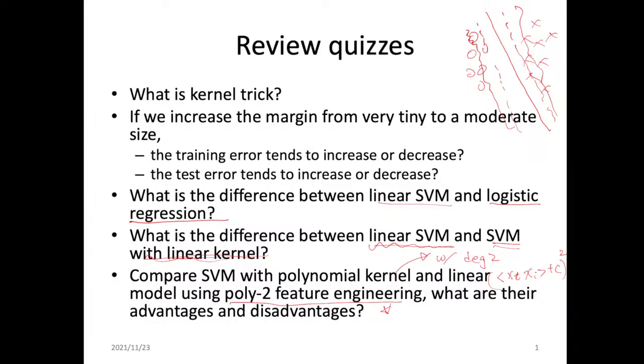But on the other hand, if there are no zeros in your feature, then perhaps using a polynomial kernel would be more efficient.